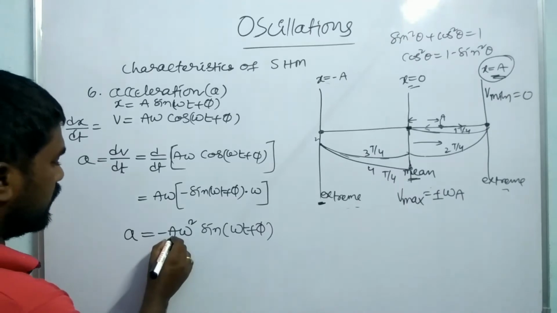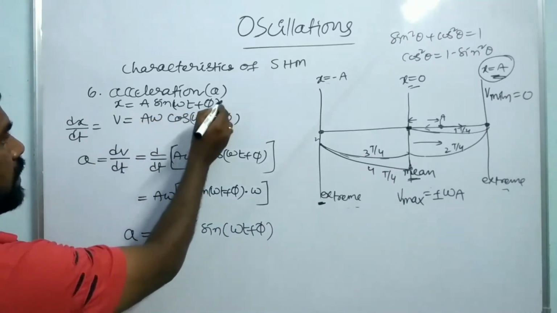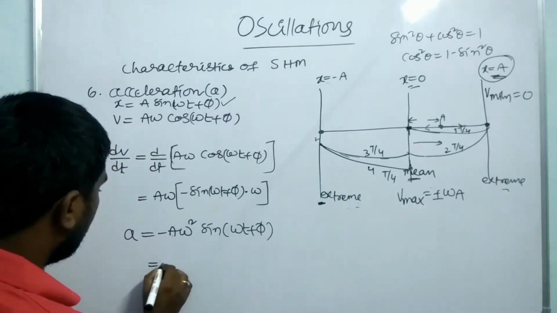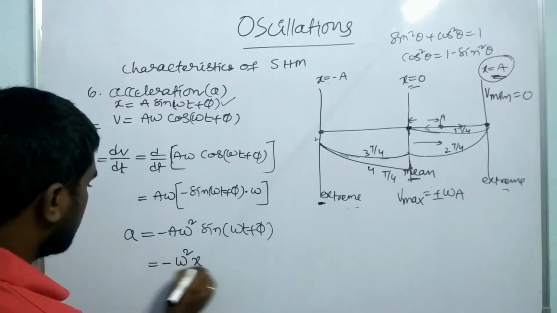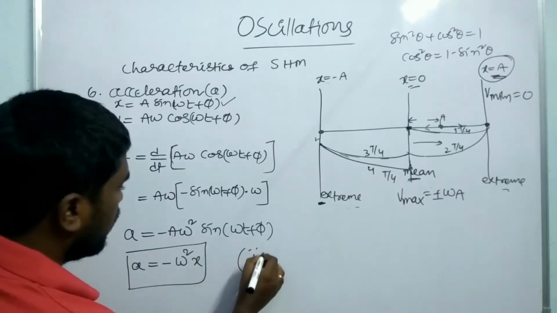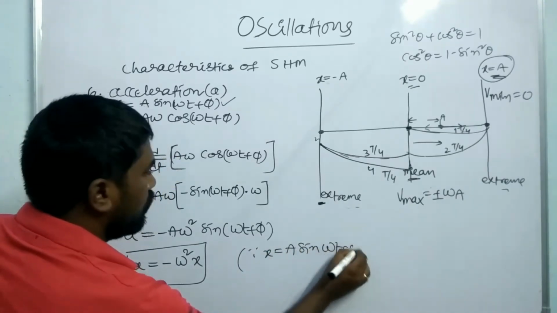So already you know that A sin omega t plus phi is the x here. So then you can write minus omega square x. A is equal to minus omega square x, since x is equal to A sin omega t plus phi.